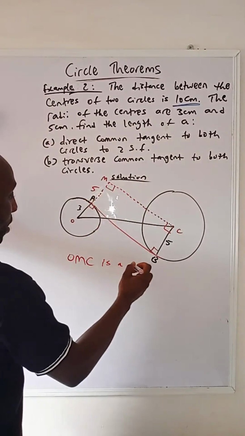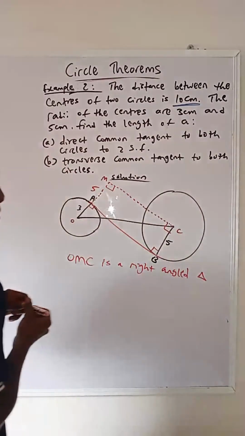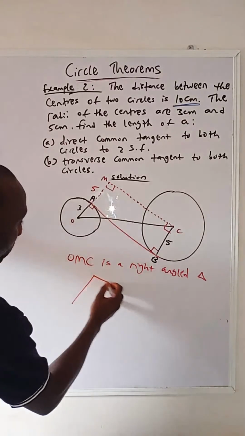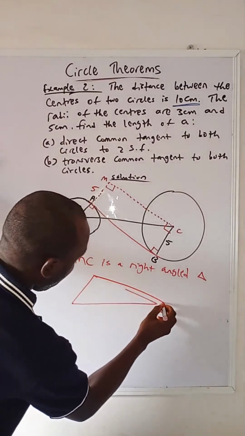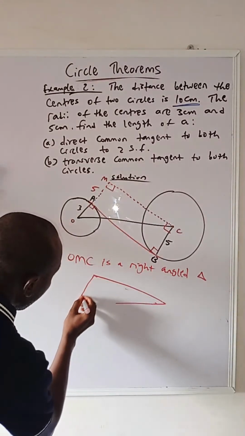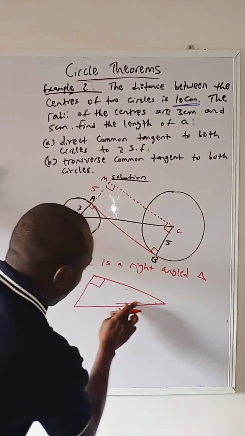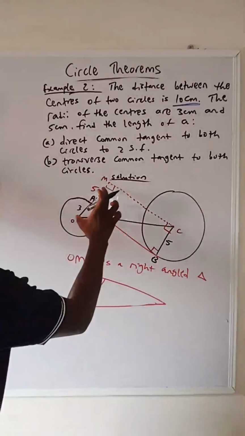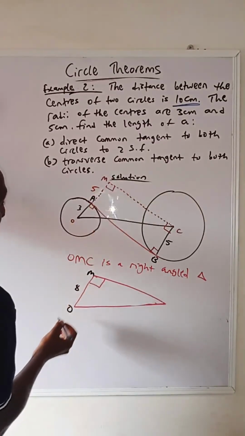OMC is a right angled triangle, right? Let me just bring it out like this. It can be drawn better. So if this is the right angle triangle, from here to here is what? OM is 8, right? Because this is 3, this is 5. When you add, you get 8.